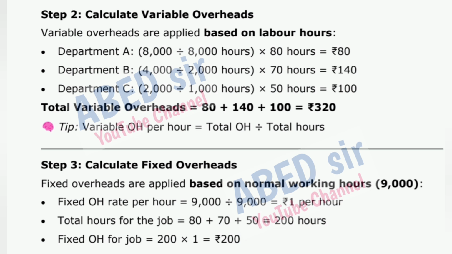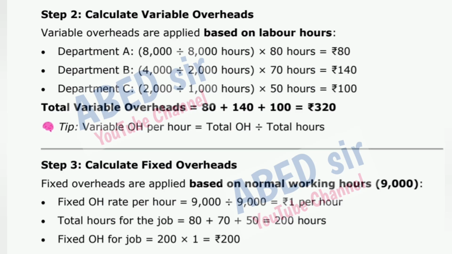Department C, 2,000 divided by 1,000 hours times 50 hours is equal to 100 rupees. Total variable overheads is equal to 80 plus 140 plus 100 is equal to 320 rupees. Tip: variable overhead rate per hour is equal to total overhead divided by total hours.